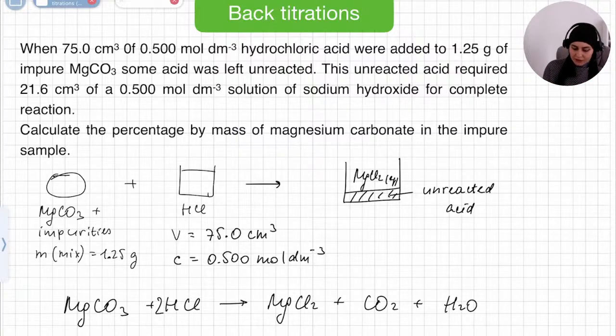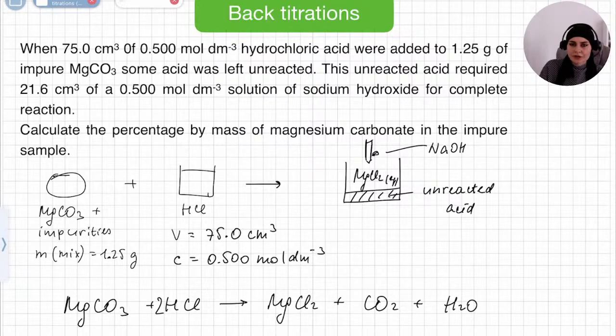So we know exactly how much acid we've added. We know that some acid was left unreacted. And now with titration, we can find how much acid was left unreacted. So it's not a direct titration on MgCO3, but a back titration. It's indirect: a back titration on the unreacted acid. Right. Let's read it again. The unreacted acid required that amount of sodium hydroxide to complete reaction. So basically what they did, they titrated. They added NaOH from the burette.